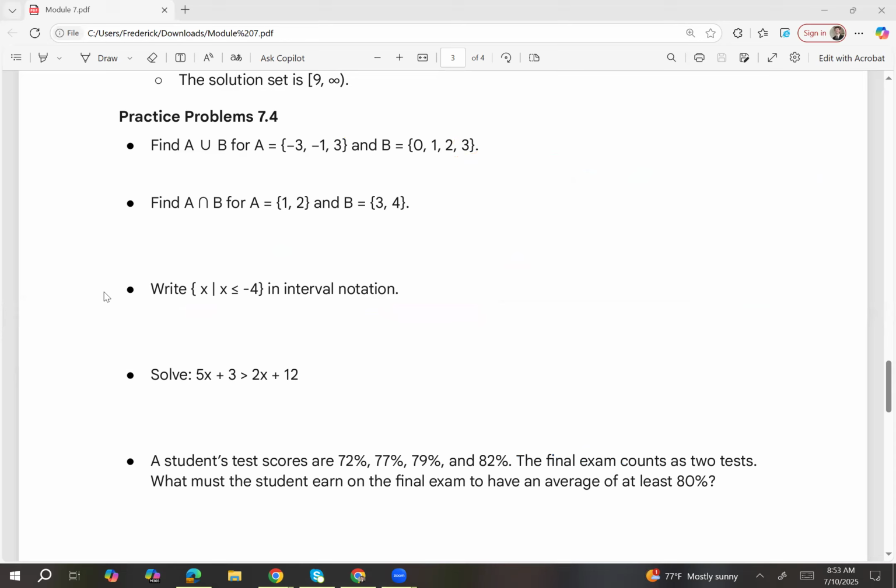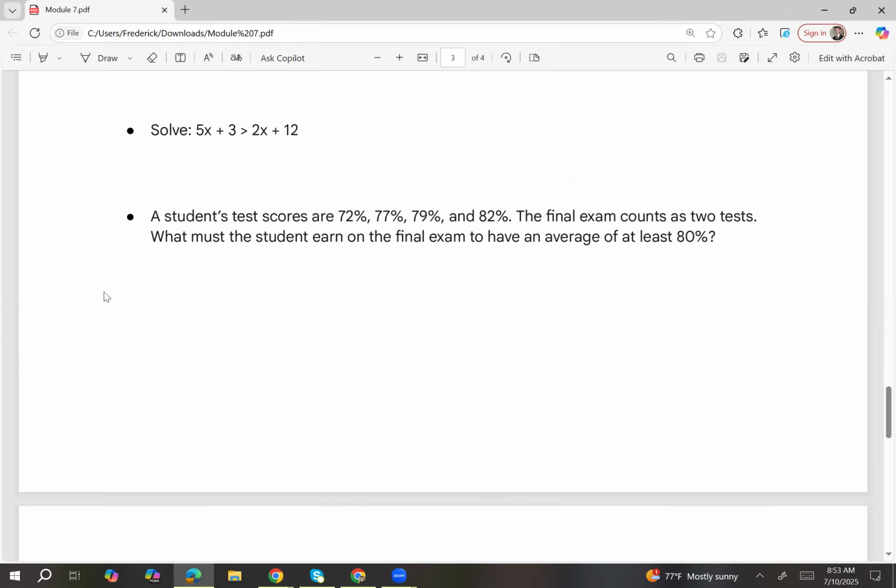Let's take a look at this last example for section 7.4. The student test scores are 72, 77, 79, and 82. The final exam counts as two tests. What must the student earn on the final exam to have an average of at least 80%?